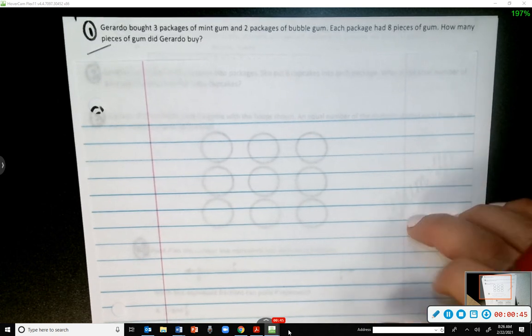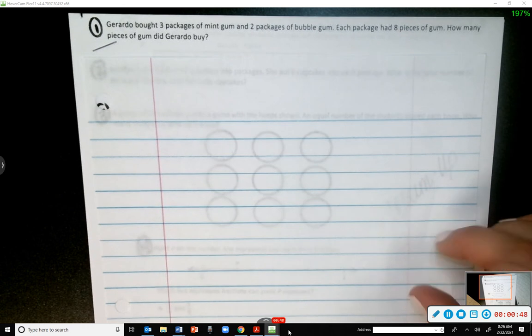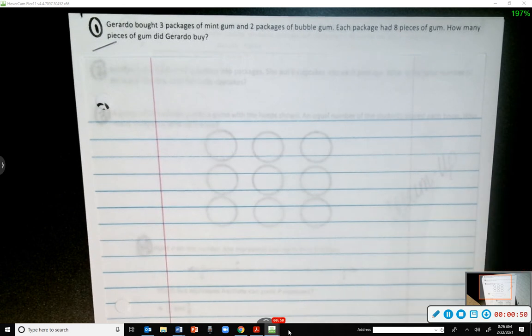So who can tell me what they did on this problem, or what you think this problem is asking us to find? Bryson? He didn't buy 8 pieces of gum. The total, there's 8 pieces of gum in each, and he bought 2 packages of bubble gum. Good, yes, you're right. There's 8 pieces in each pack of bubble gum. So we need to find the total amount of pieces, right?